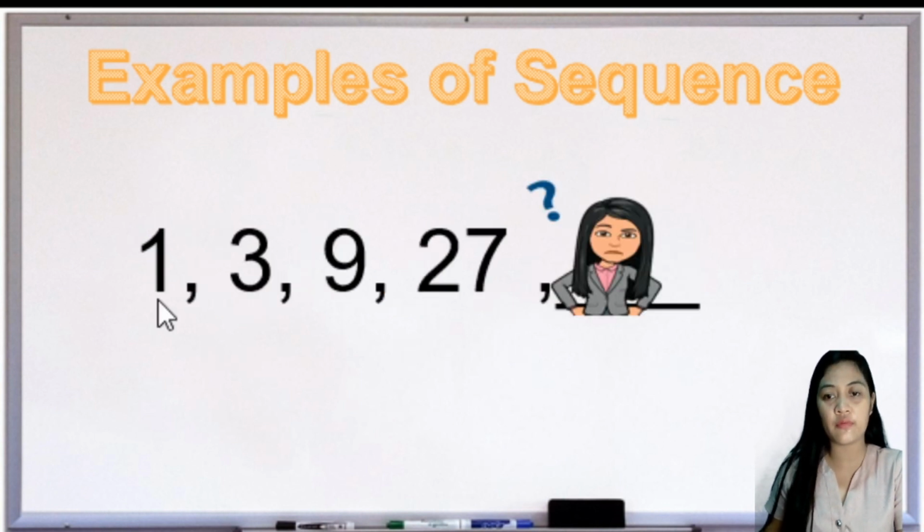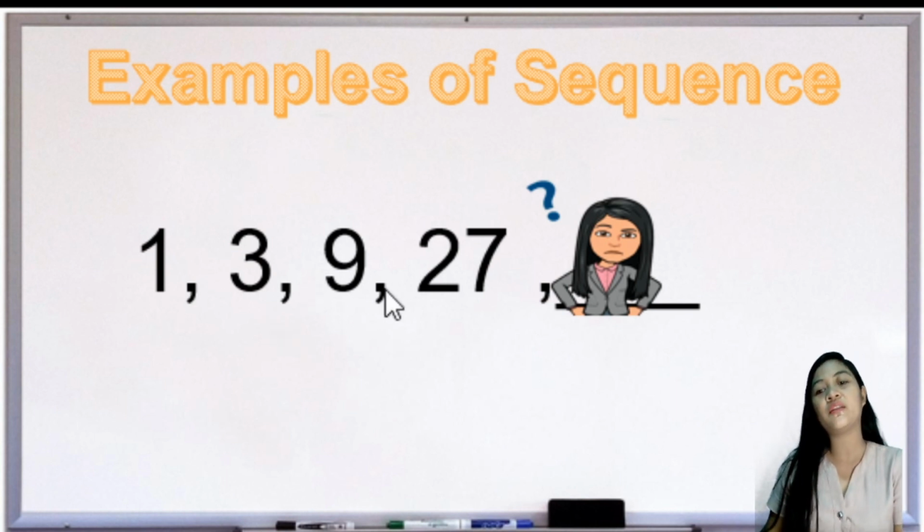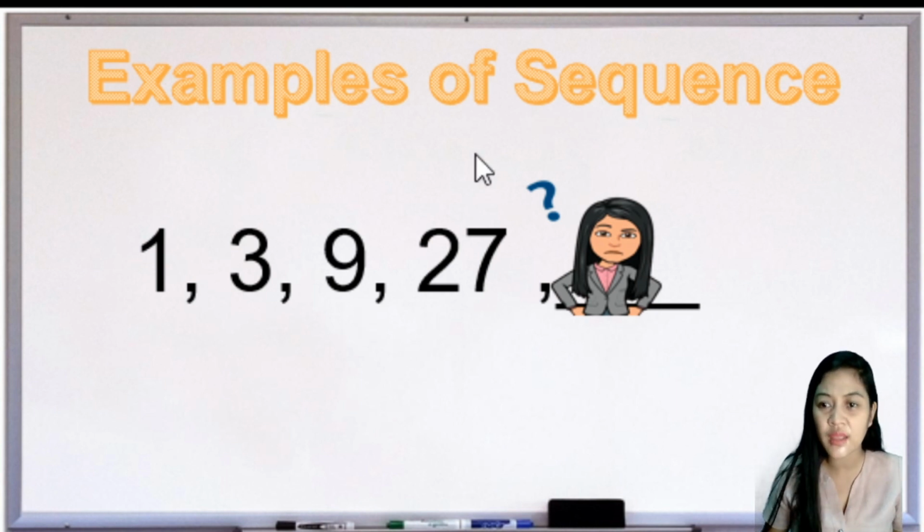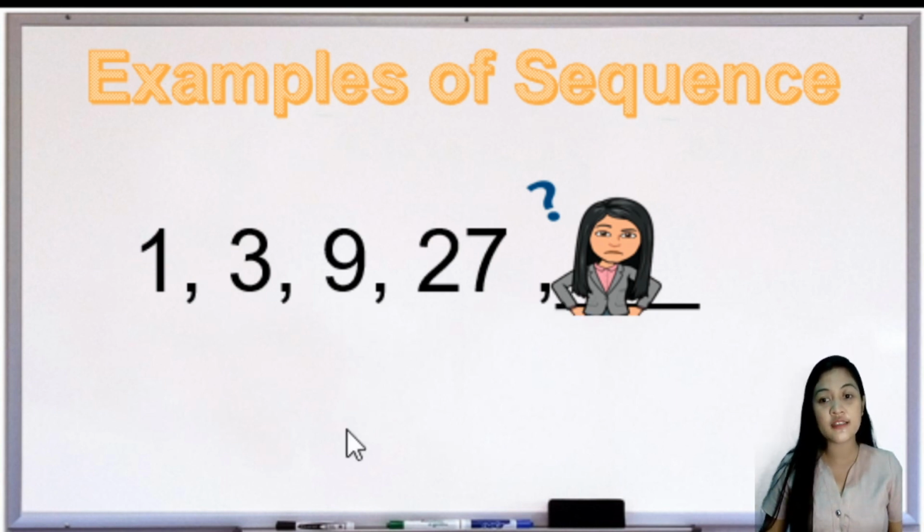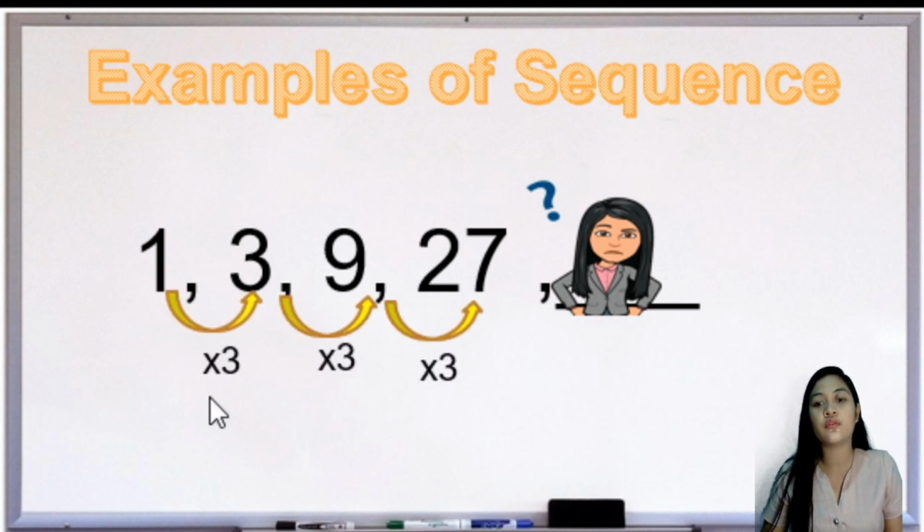Another example, we have 1, 3, 9, and then 27. So from 1, what are we going to do to get 3? From 3, what are we going to do to get 9? And from 9, what are we going to do to get 27? What will be the rule here? We are going to multiply.